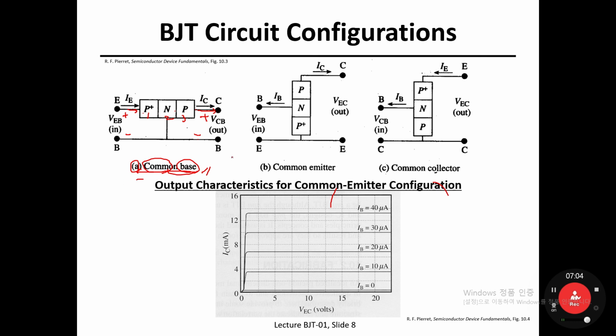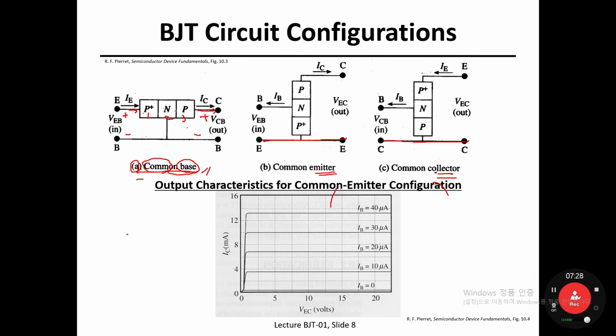And then the second and third ones are very simple. What about using the emitter as a common node? What about using the collector as a common node? Then we can come up with the three different BJT circuit configurations. So that's all. Now the emitter has been used as a common node, and here the collector has been used as a common node.